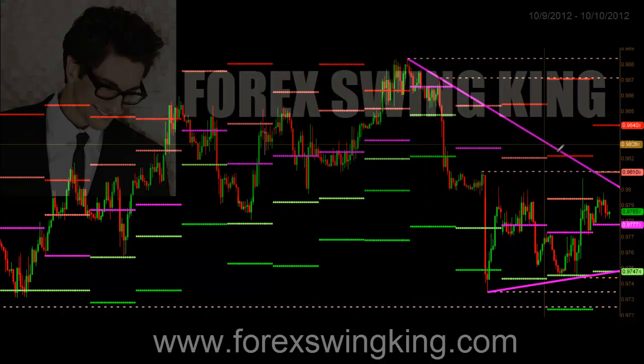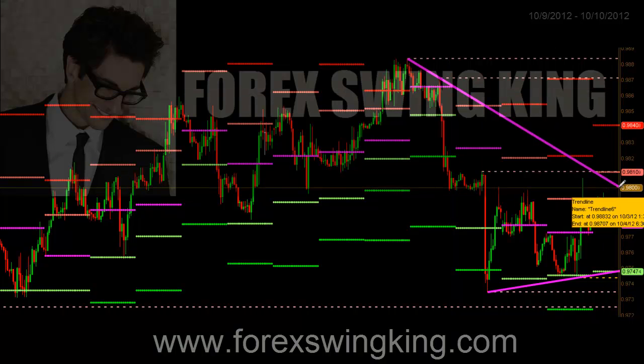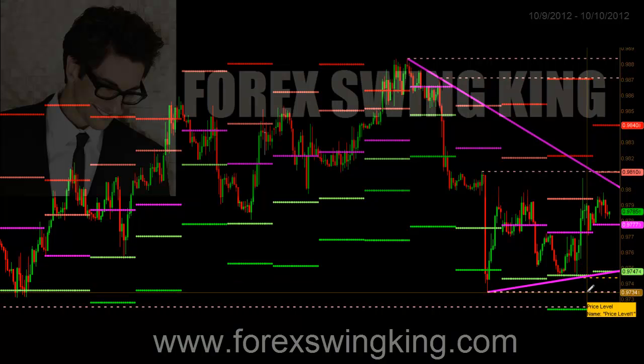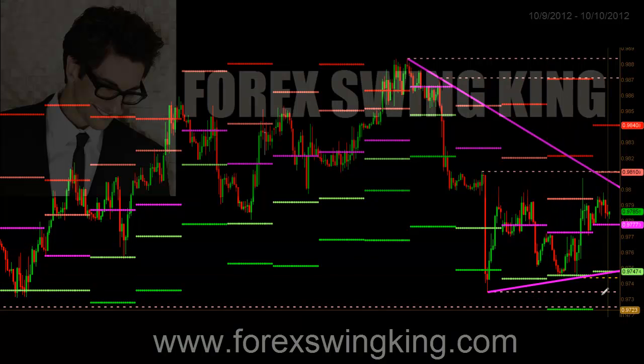Okay, we're taking a look at the diagonal resistance here at this level at the .98, looking at pushing through that level and taking a short off of the .9811, which would ultimately mean that it failed the ultimate breakout of the diagonal and turning around, going down to .9743 and then also .9734, looking at taking longs in this area.